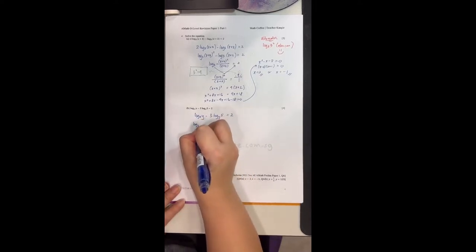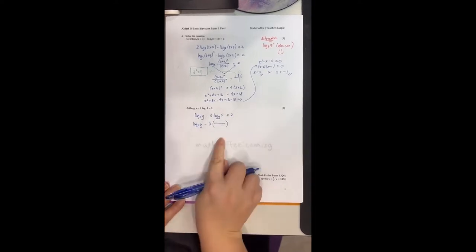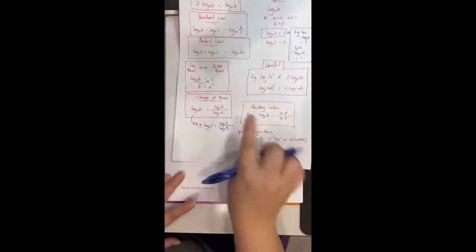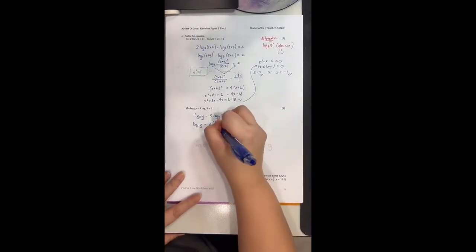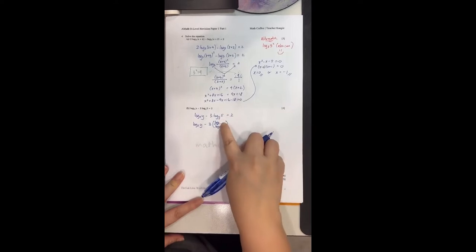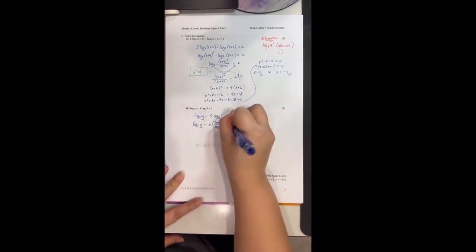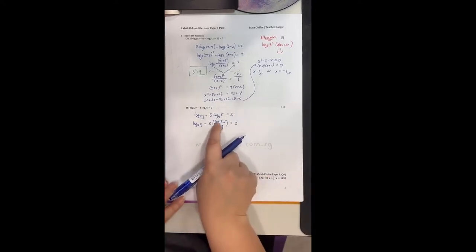So log 5y remains. This one you put a bracket. Change of base. Remember just now I taught you change of base? Now I want to change to base 5. So you put in your base 5 first. So this is log 5, and my 5 is at the numerator, my y is at the denominator. All good? Okay.